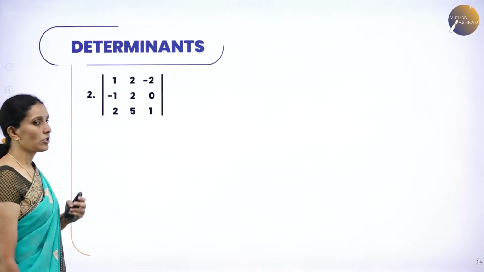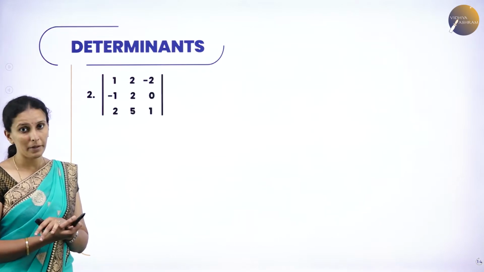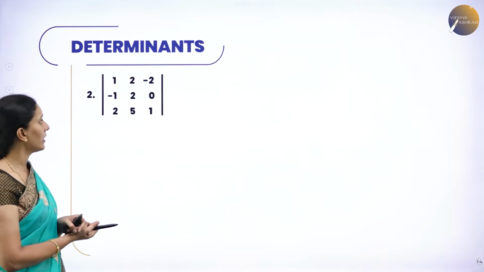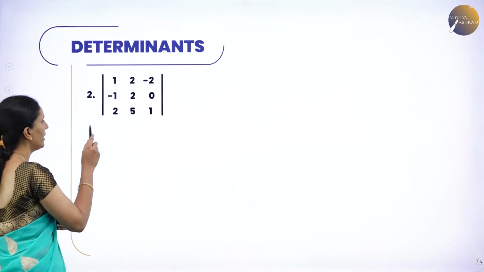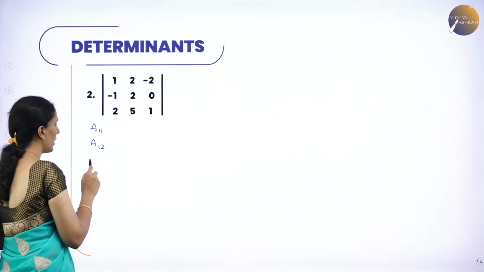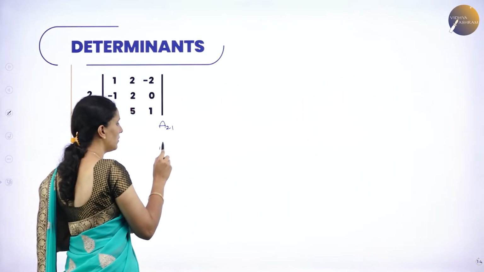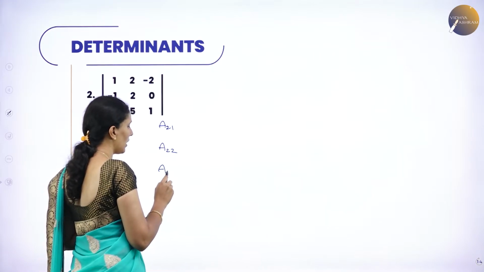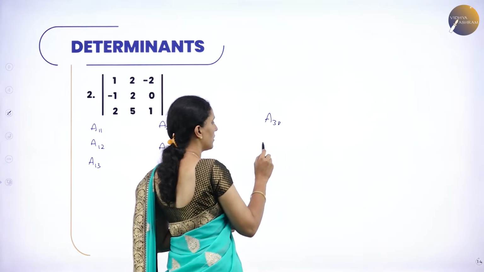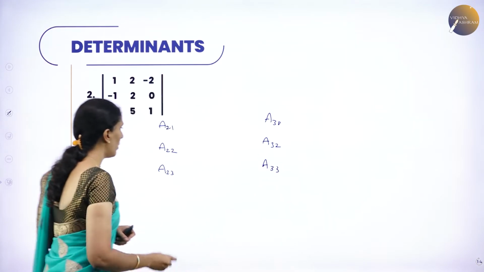Next. So here also we are going to find out the adjoint of a matrix. Here we can't use any shortcut method. We have to find all the cofactors and then find the adjoint of a given matrix. So let me find A11, A12, A13. Next here A21, A22, A23, A31, A32, and here A33.